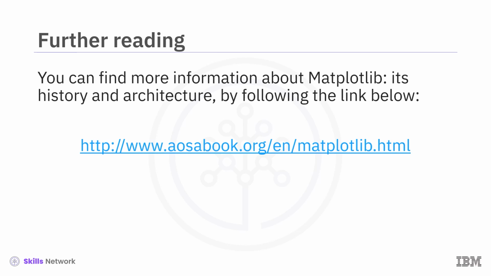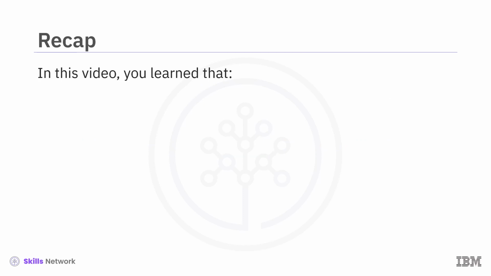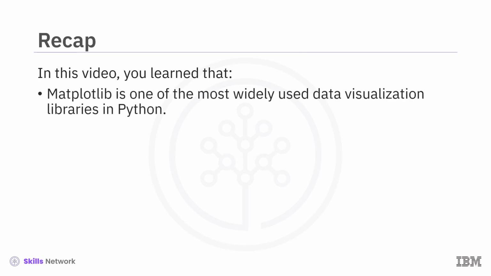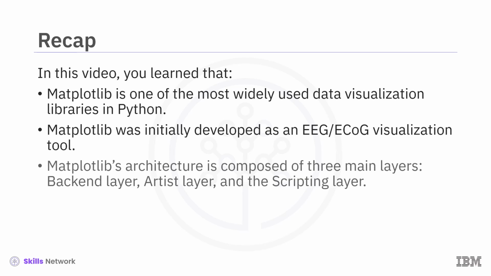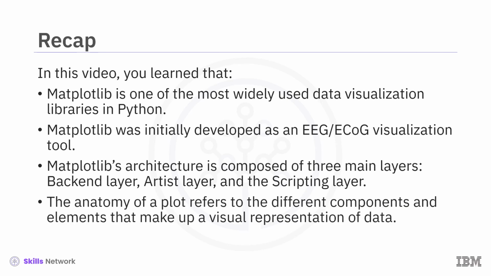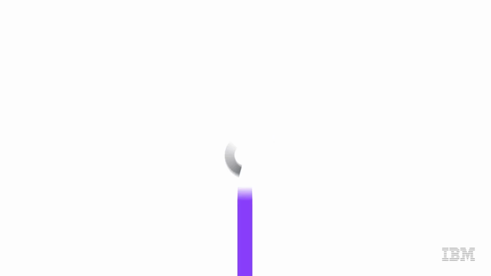In this video, you learned that Matplotlib is one of the most widely used data visualization libraries in Python. Matplotlib was initially developed as an EEG/ECOG visualization tool. Matplotlib's architecture is composed of three main layers: the backend layer, the artist layer, and the scripting layer. The anatomy of a plot refers to the different components and elements that make up a visual representation of data.